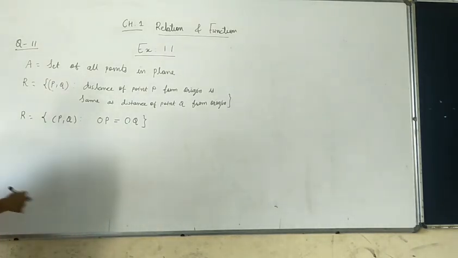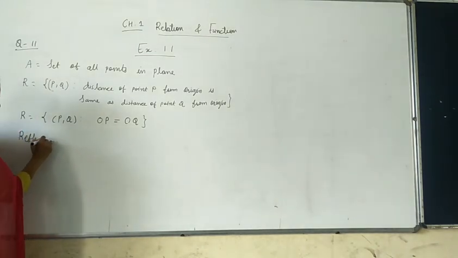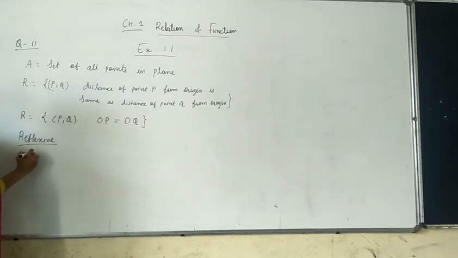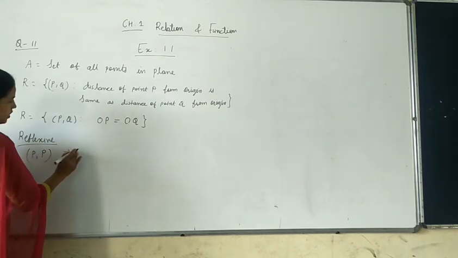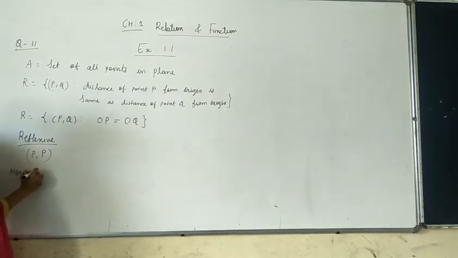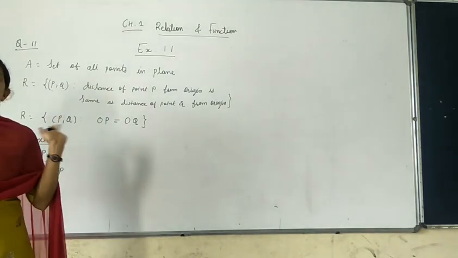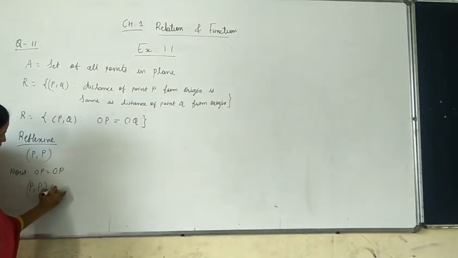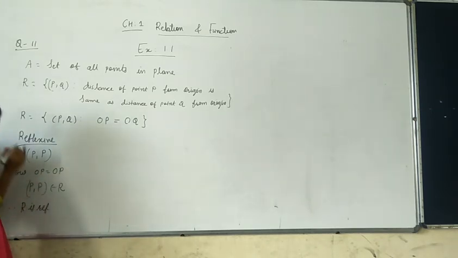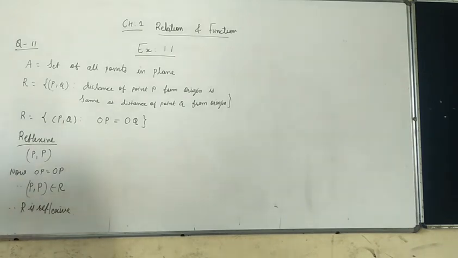Now students, we have to show that it is an equivalence relation. So first we have to show it is reflexive. Now for the reflexive, I am considering (P, P). Now we know that OP is equal to OP, as it is the distance from the two same points. So OP is equal to OP. Therefore, (P, P) belongs to R. Therefore, R is reflexive. Now reflexivity is shown.